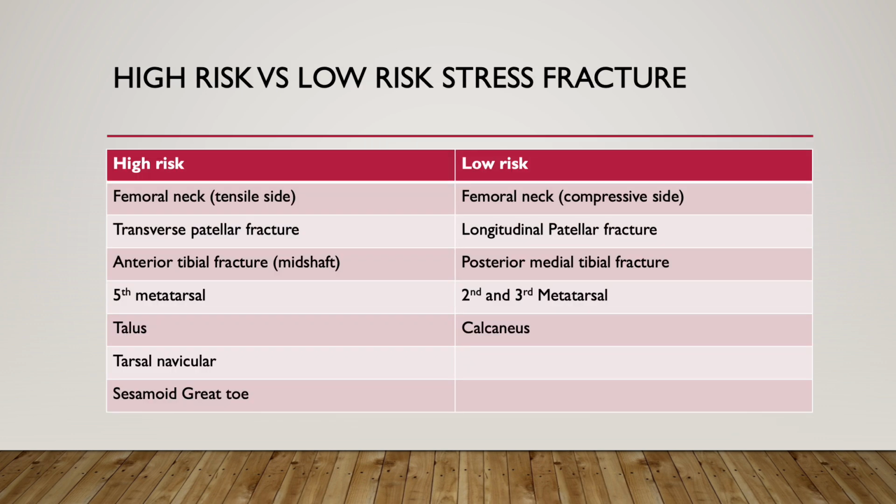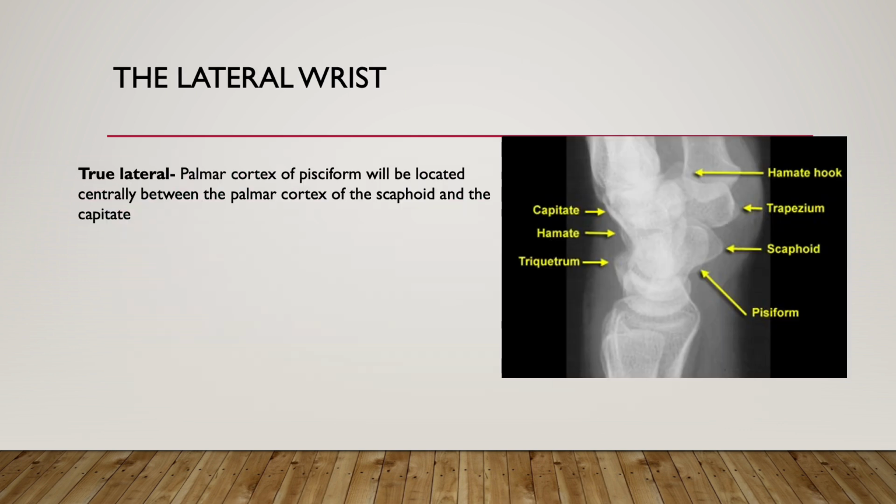High risk versus low risk stress fractures. Again, as we understood, the tensile side and compressive side. The tensile side will be high risk and the compressive side will be low risk. Other fractures you can remember from the table if you want.